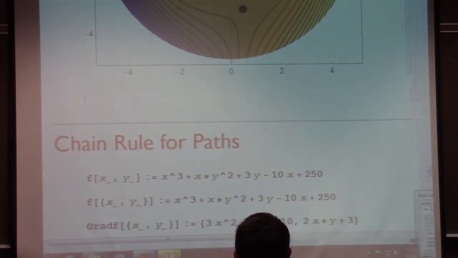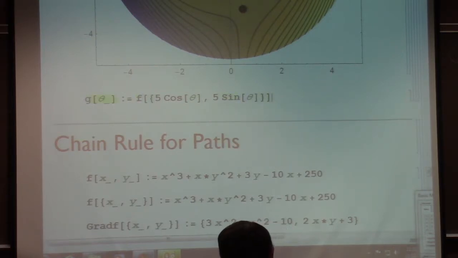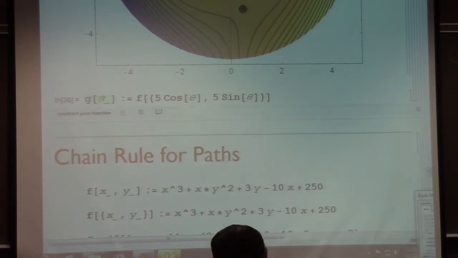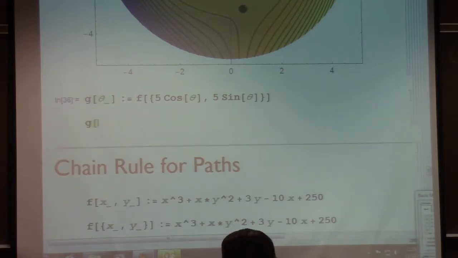I could give this function a new name, maybe call it g of theta. I want to be on the circle of radius 5, so I need to replace x with 5 cos theta and y with 5 sine theta. We're using polar coordinates, effectively. What's the formula for g of theta? It's probably pretty complicated.